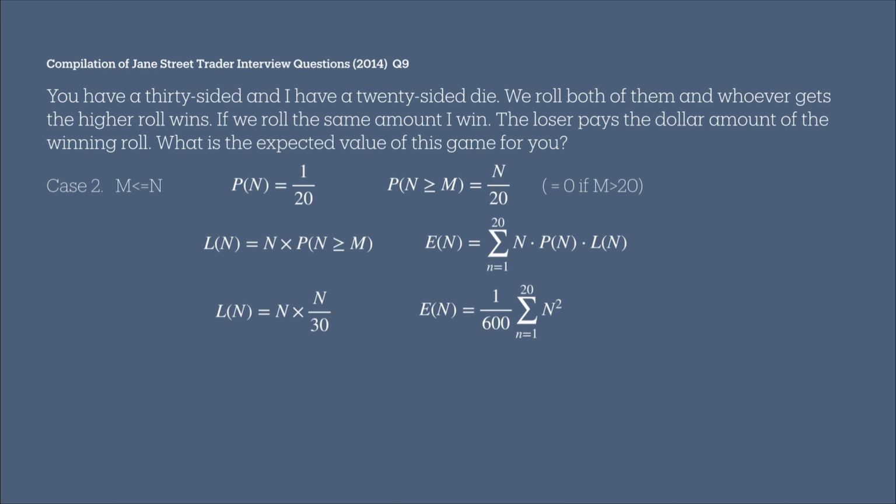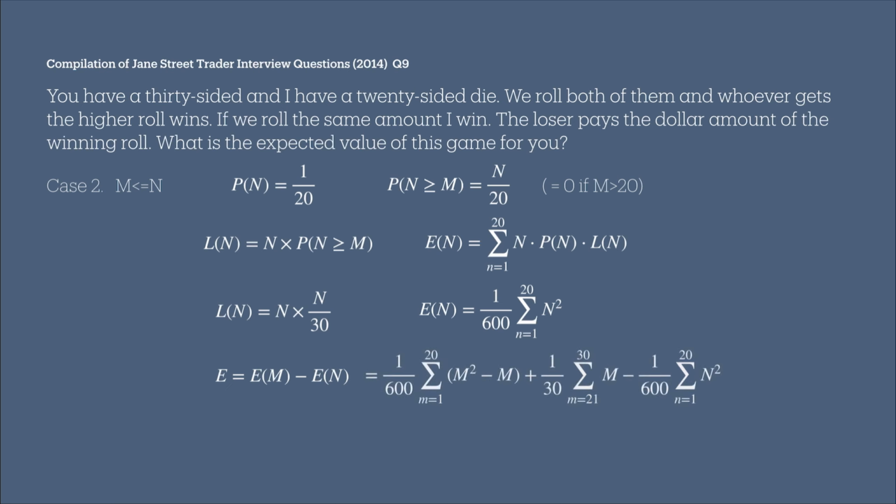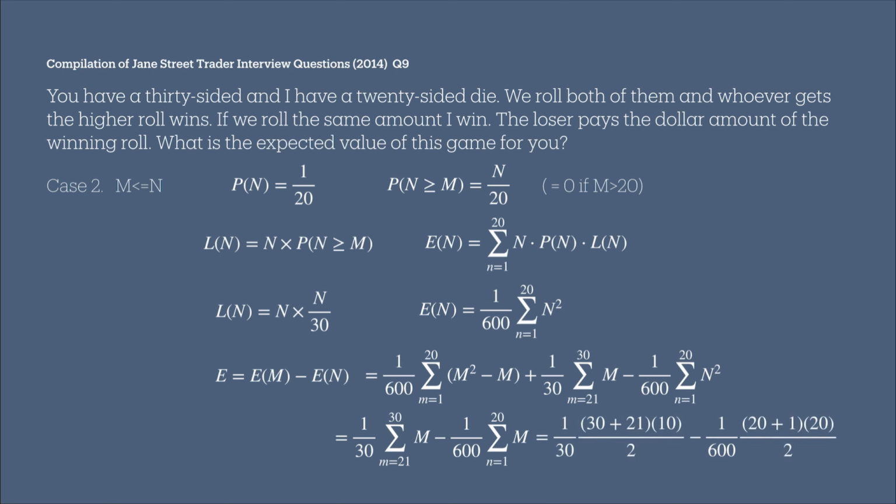After obtaining all the expected values of winning and losing the game, we can find the net expected value E by subtracting E_n from E_m. By substituting what we have gotten previously, we get this expression. Note that the first and the last term can cancel out. After simplification, the expression becomes this. Finally, using the summation formula, we can calculate this expression consisting of only numbers, which simplifies to 8.15.